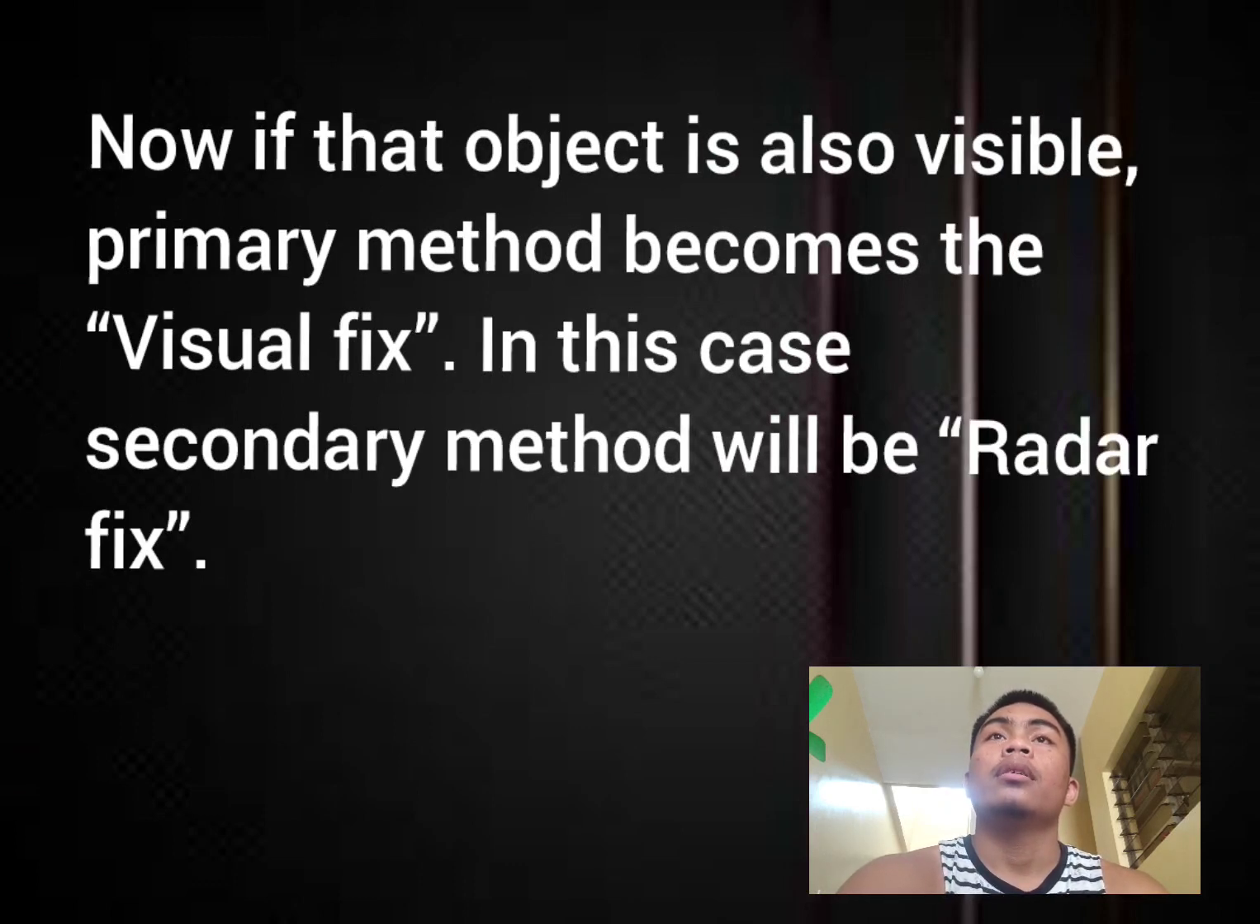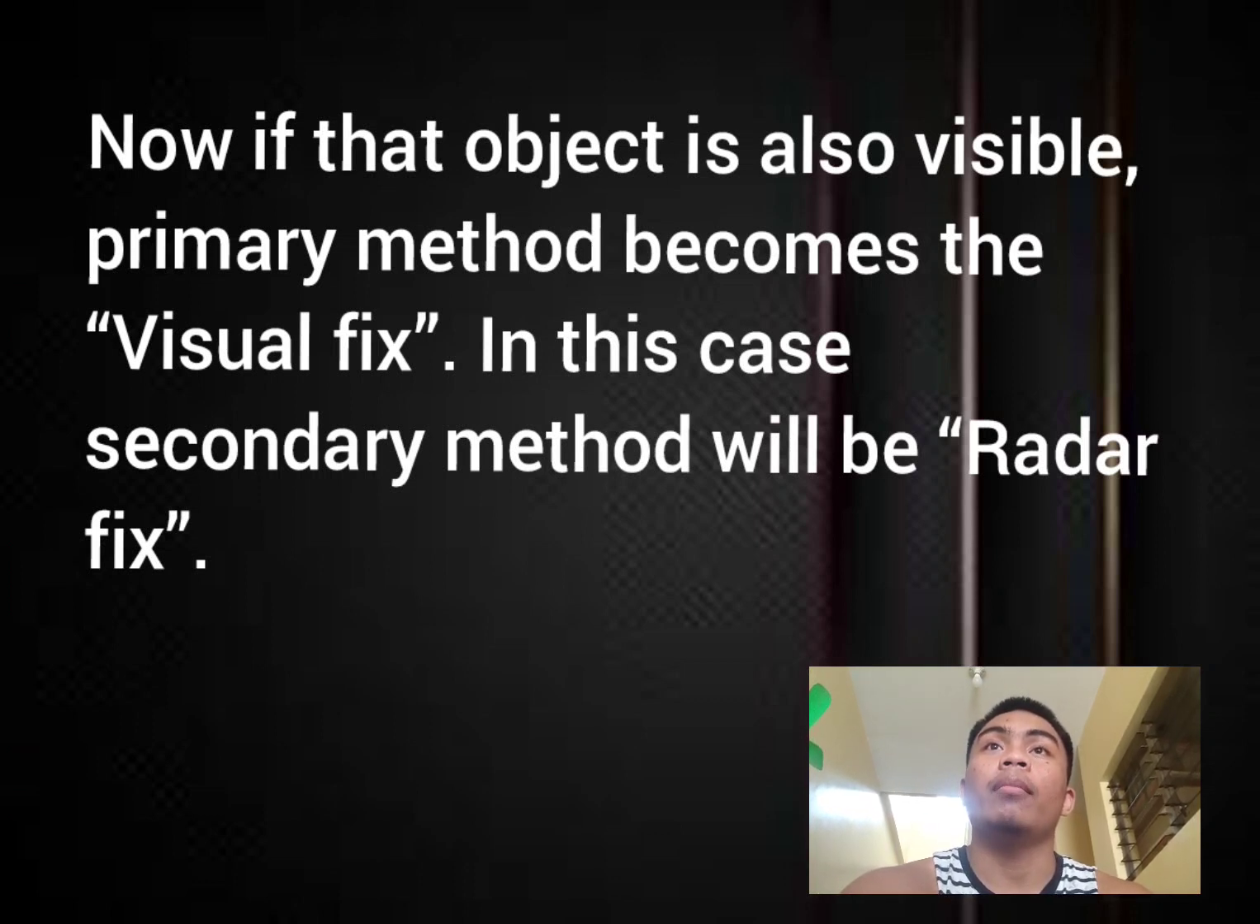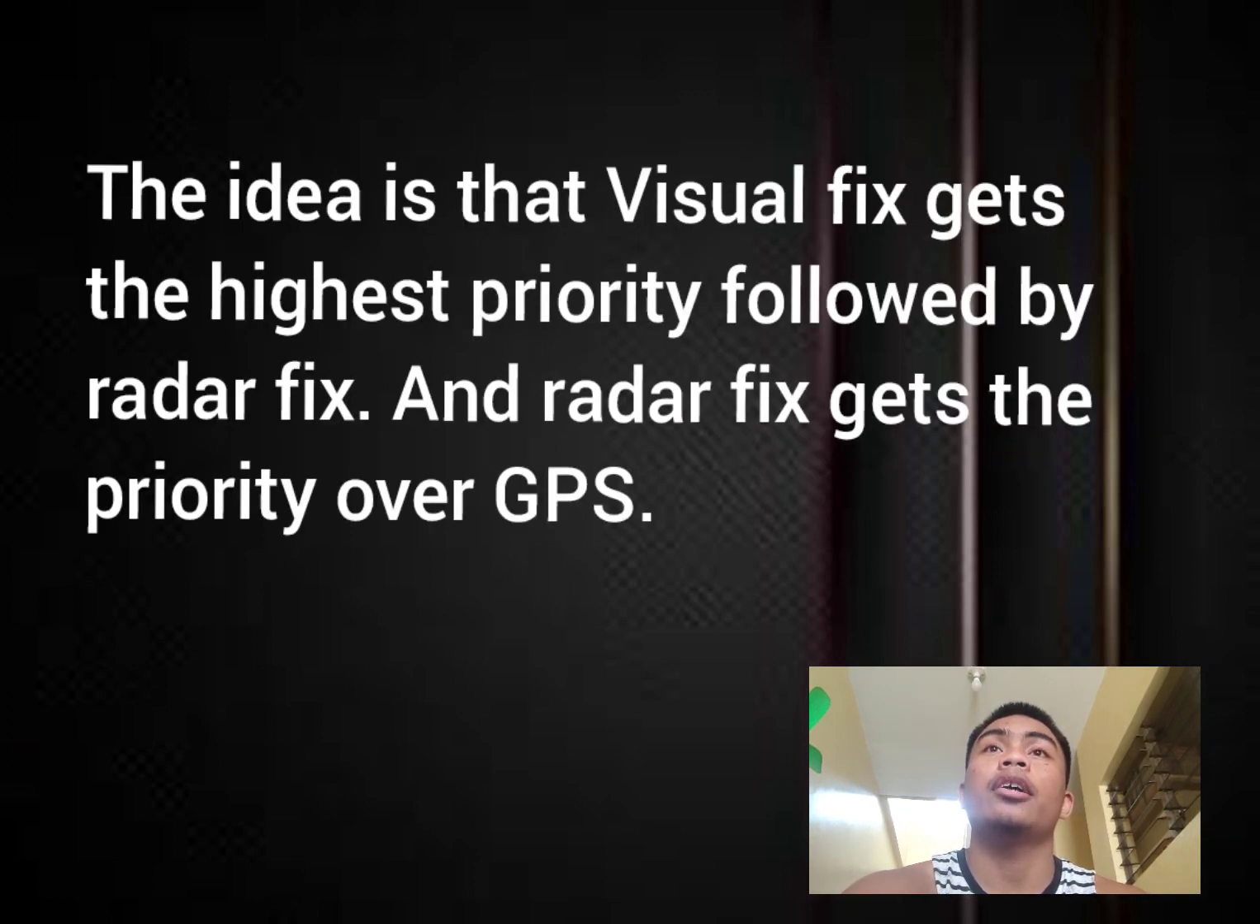So, if it is visible, the primary method becomes the visual fix, and in this case the secondary method will be the radar fix. The idea is that visual fix gets the highest priority, followed by radar fix, and radar fix gets the priority over GPS.